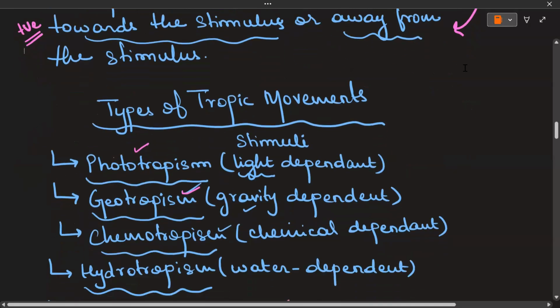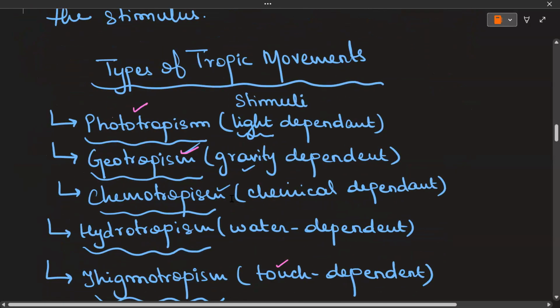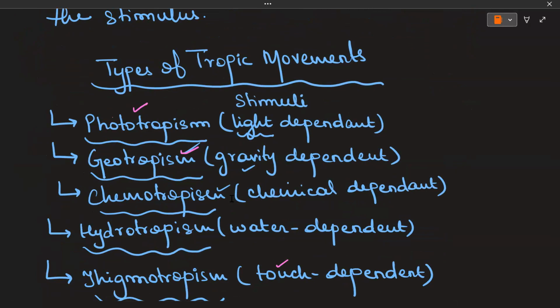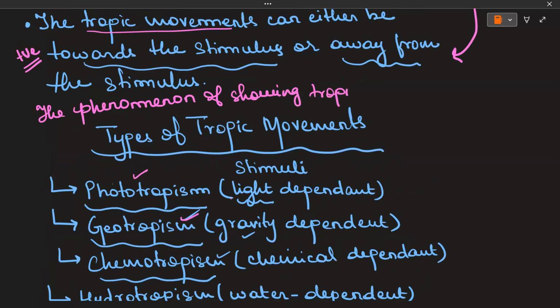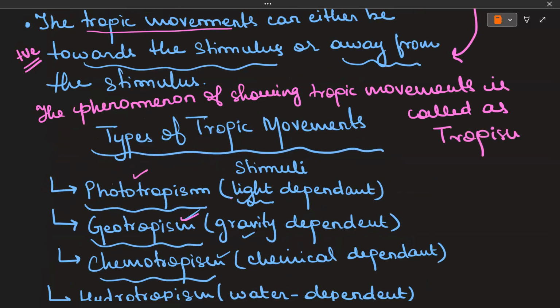Now, there are many types of tropic movements. The first one is phototropism. The phenomenon of showing tropic movements is called tropism. Let me write it here also. The phenomenon of showing tropic movements is called tropism.